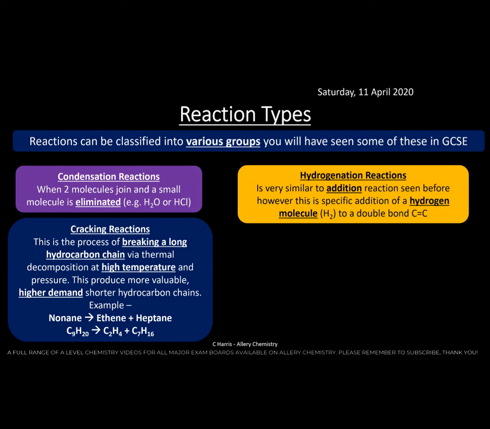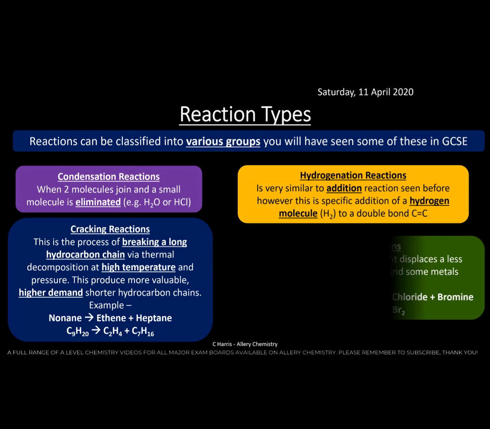For example, petrol is a shorter hydrocarbon chain. You might extract crude oil and end up with loads of long hydrocarbon chains which you simply can't sell. Nobody wants it. Thankfully there's a process by which we can break that longer chain into smaller ones, and that's much more valuable to society. For example, nonane here, which is C9H20, will produce ethene and heptane, which is much better used as a fuel.